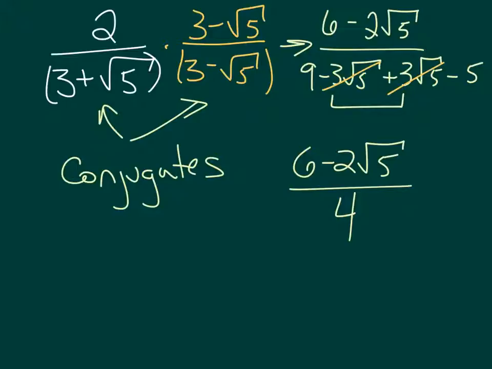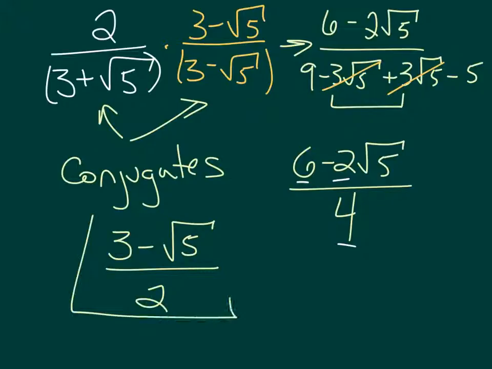Okay, so all of these can be divisible by 2. And it only works because all three of them can. If just two of them can, you can't go anywhere. But since all three can be divisible by 2, we're going to do that. So 6 divided by 2 is 3, minus 2 radical 5 divided by 2 is just radical 5, over 2. Is that okay?